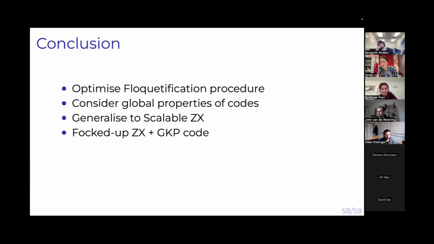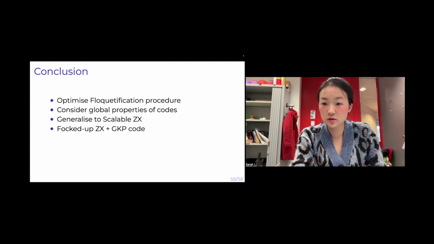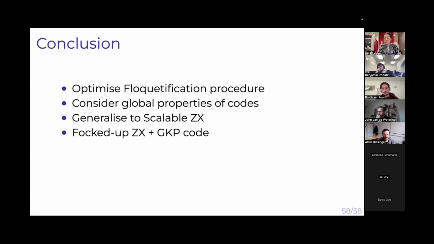Another interesting future work would be to use the fault-tolerantly calculus, which is another notion of ZX where you don't consider qubits, but rather the Fock space with photons. And GKP codes are error correcting codes fine-tuned for this Fock space. So it would be interesting to consider similar techniques with those.